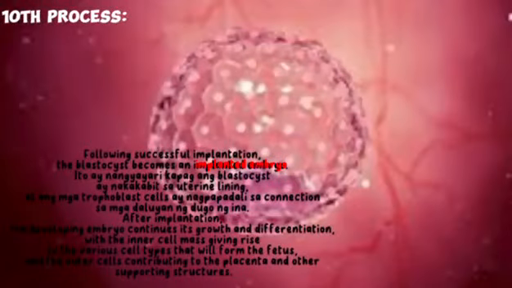Following successful implantation, the blastocyst becomes an implanted embryo. Ito ay nangyayari kapag ang blastocyst ay nakakabit sa uterine lining at ang trophoblast cell ay napapadali sa koneksyon sa mga daluyan ng dugo ng ina. After implantation, the developing embryo continues its growth and differentiation with the inner cell mass, giving rise to the various cell types that will form the fetus. The outer cells contribute to the placenta and other supporting structures.